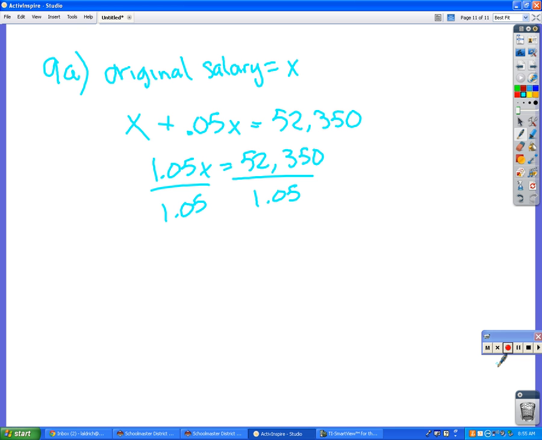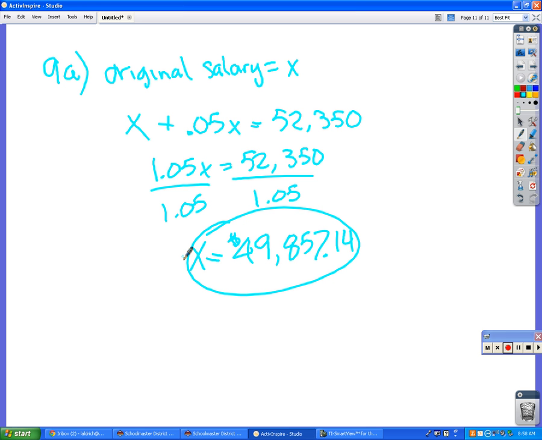And then like, a substantial amount, like, when are you doing this? 49. Okay, so you divide both sides by 1.05, and you find out that their original salary was what? 49,857. 49,857, and don't forget that 14 cents. Yeah, that's 14 cents every year for like your whole life. Think about that. It could be like $3 by the time you die. That's important.